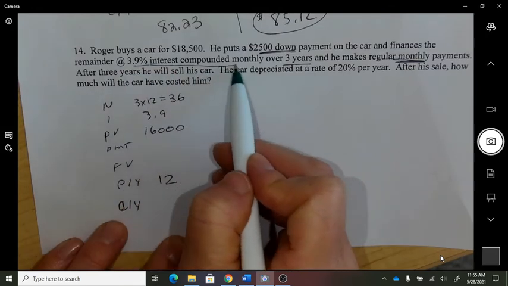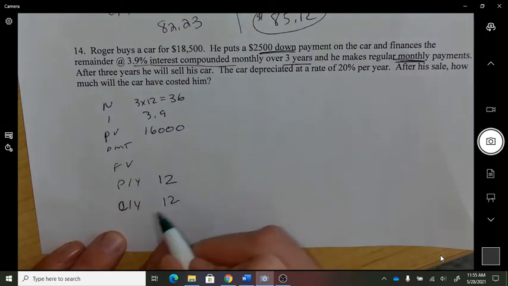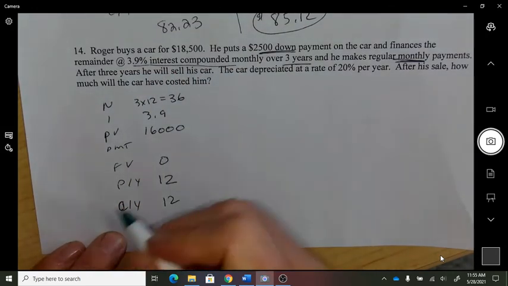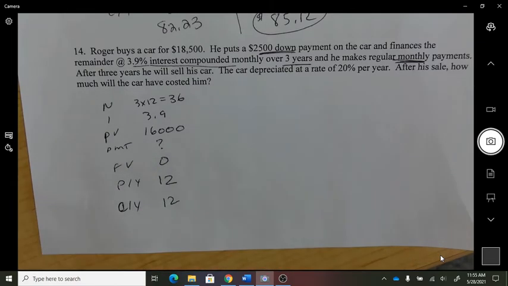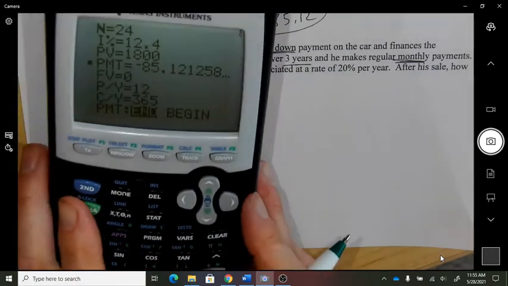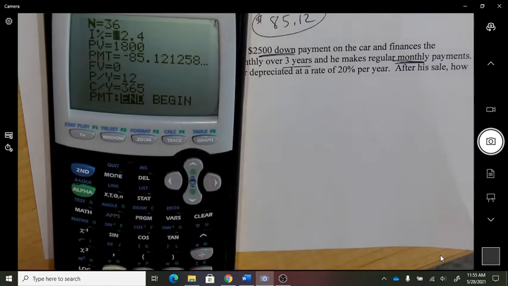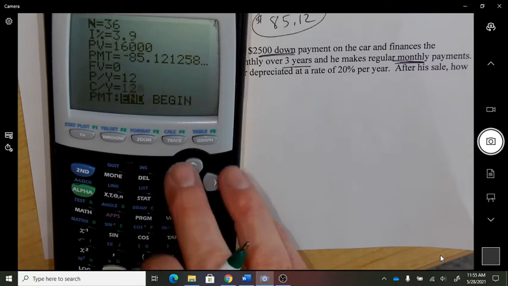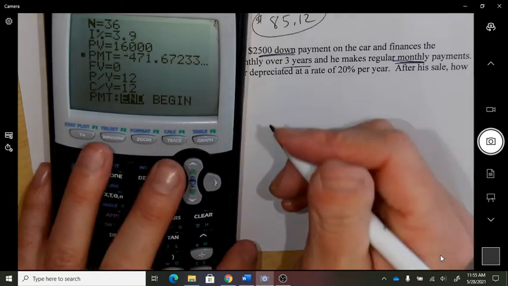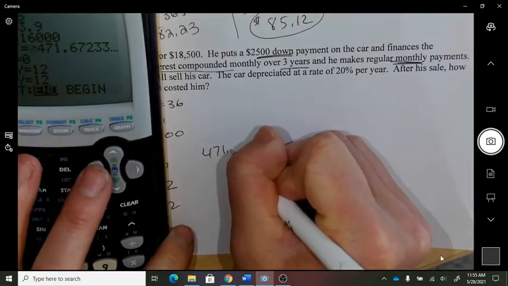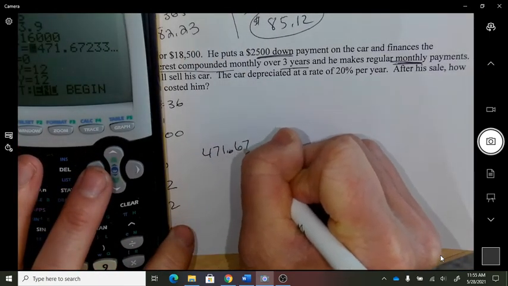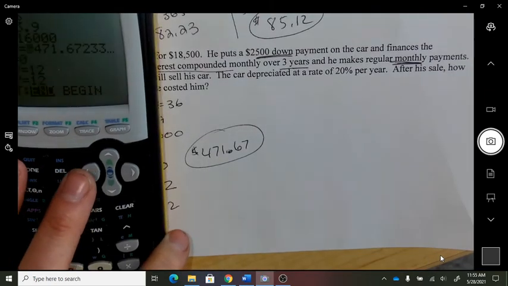Our interest was compounded monthly. The future value of our loan is 0. I'm going to figure out my payment on this purchase. So I'm in my app: 36, 3.9, 16,000, 0, 12, 12. So each payment's 471.67. That's my monthly payment.